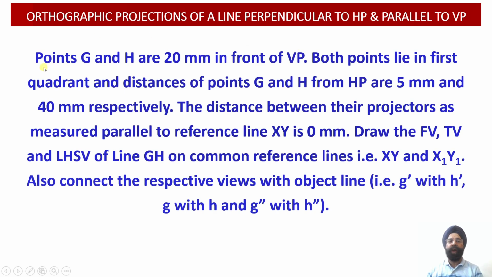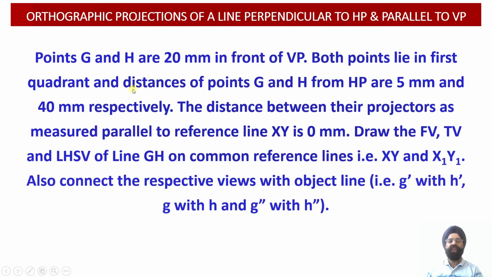So there are 2 points, that is G and H, corresponding to this line GH, and these points G and H are lying 20 millimeter in front of the vertical plane. Since these points are lying 20 millimeter in front of the vertical plane, this distance will be drawn below the XY reference line in the top view projections. And both the points are lying in the first quadrant.